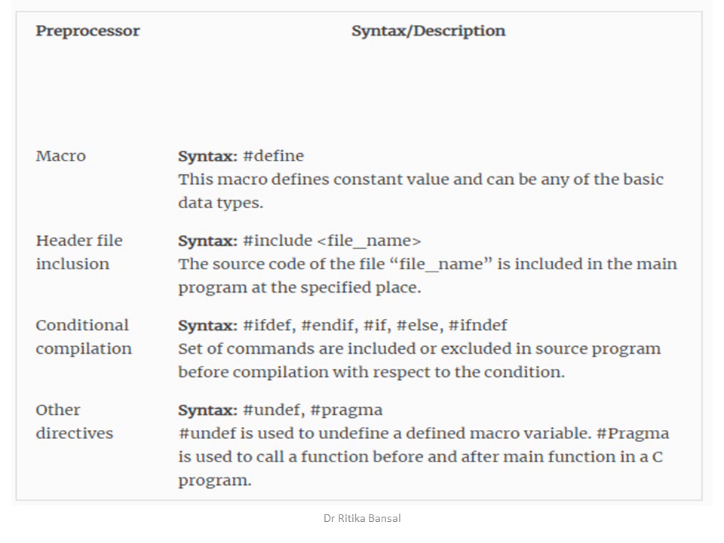There are four types of preprocessors: macros, header file inclusion, conditional compilation, and other directives. In other directives, you can see on the slide the syntax of two: hash undef and hash pragma. Only hash undef is in your syllabus, hash pragma is not mentioned in your syllabus, so we will cover till hash undef. All the above three are in your syllabus: macros, header file inclusion, and conditional compilation, along with that hash undef. Let's start with macro.